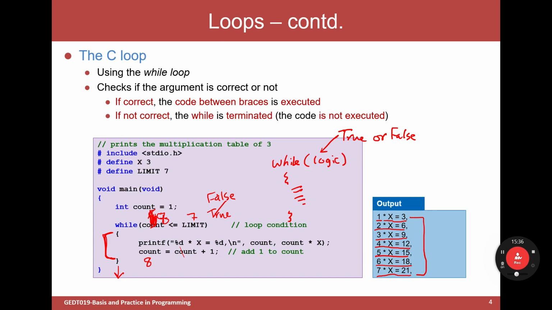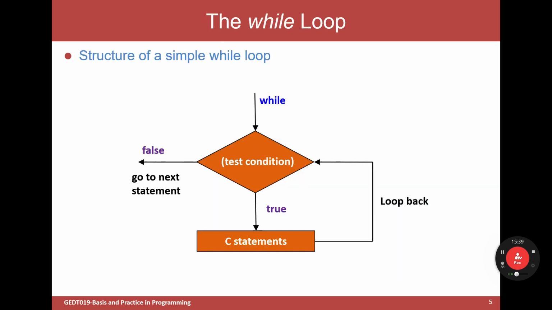Okay, so let's see this one. The while loop will be like this. You have the while keyword, and then you have a condition. This one is the logic. If this logic is true, it will run all the C statements inside the while block.